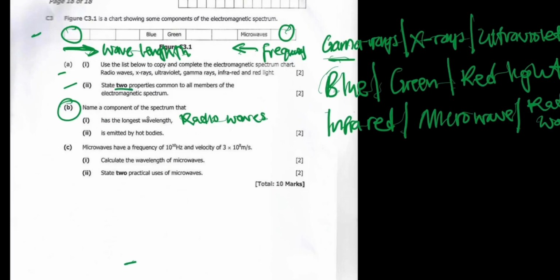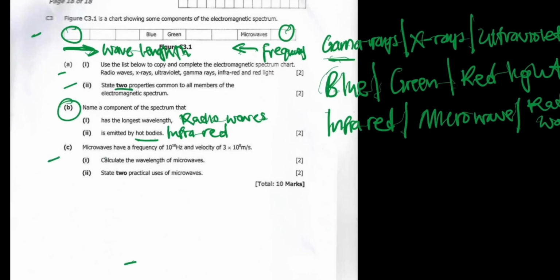The next one is name the component of the spectrum that is emitted by hot objects or hot bodies. Well, obviously, you know that this has to be the infrared. Usually, even at normal temperatures, hot bodies like human beings, usually even stoves, they emit infrared radiations. So you go for this particular component.